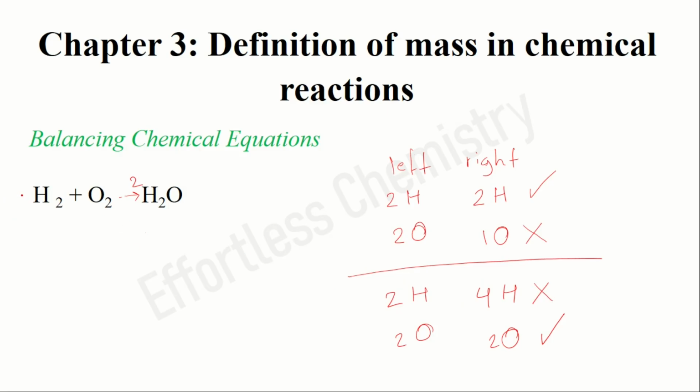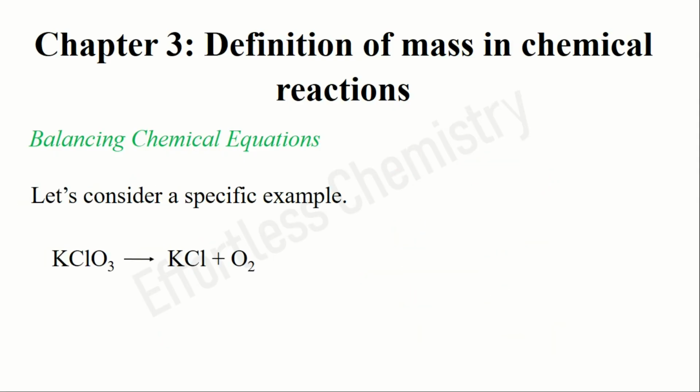I should add another number here to the left. So the final reaction which is balanced is 2 molecules of hydrogen plus 1 molecule of oxygen gives us 2 molecules of water. That is the balanced equation. Okay, let's move on to another example, which is a bit more difficult.